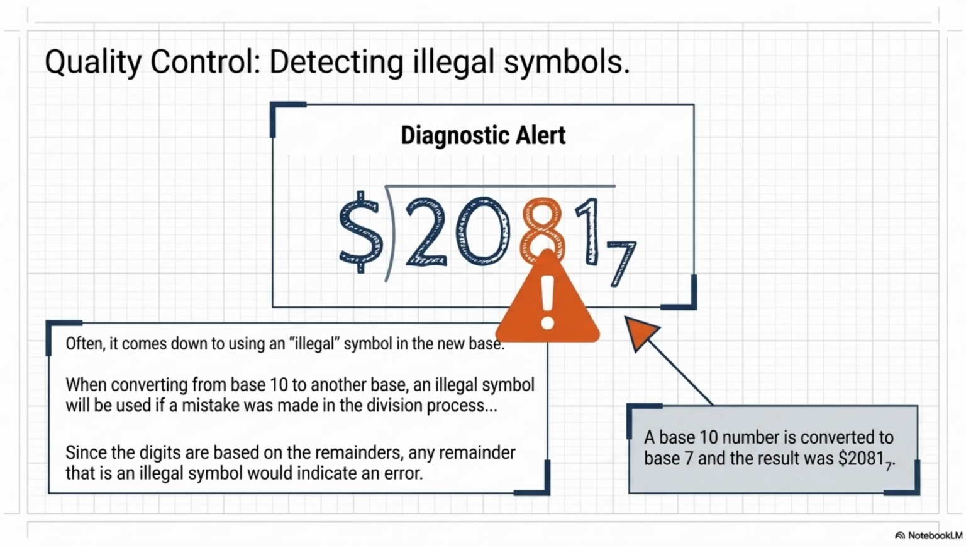You can never divide by 4 and get a remainder of 4. Because if you had a remainder of 4, the filter didn't work right. You could have just divided it one more time. Exactly. Therefore, in a base 4 system, the symbols 4, 5, 6, and so on are physically impossible.